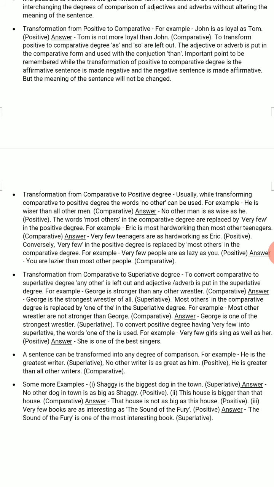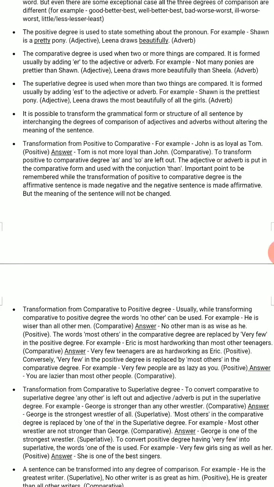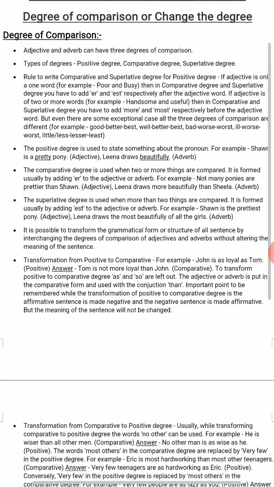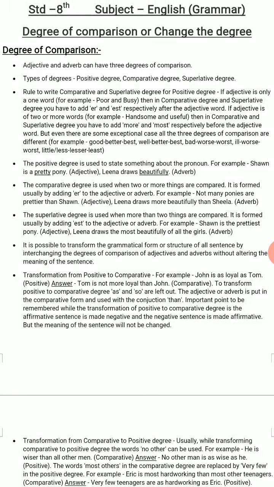So students, these are all the points which we discussed in today's session. I hope the concept of degree of comparison is completely understood by you. So that's all about today's session. Thank you.